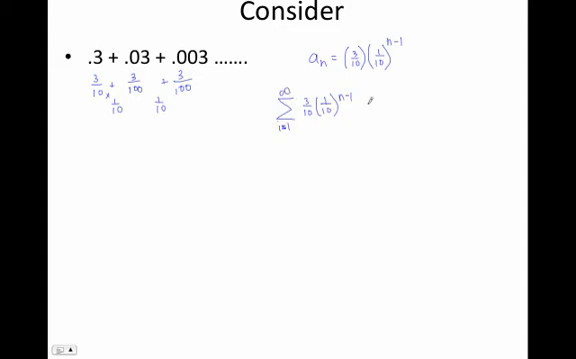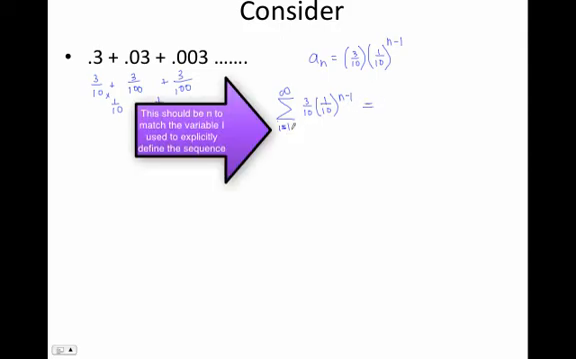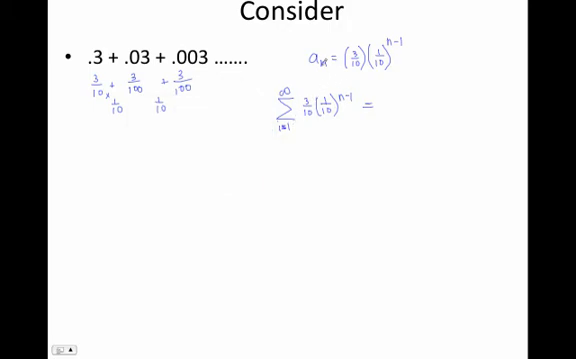So what I can go ahead and do is use that formula that was just defined. So my a sub 1, this is my a sub n equation, you would have to plug in 1 here, but what you will find is that we will just get this first term, 0.3. So here's 0.3. All over 1 minus, and then my ratio, which was 1/10.